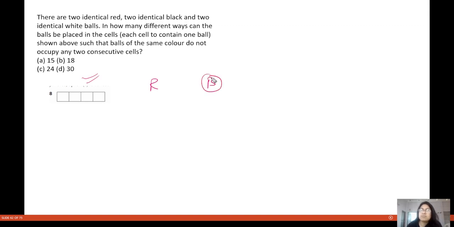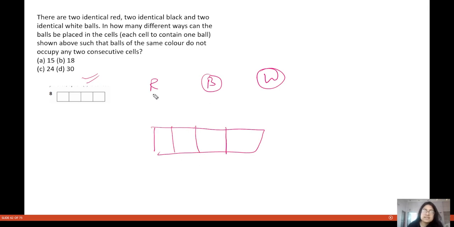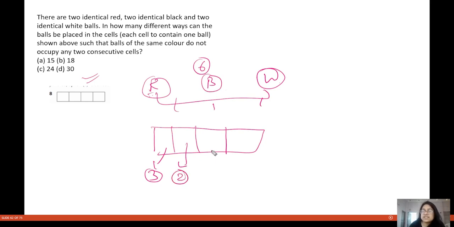You have a red ball, a black ball, and a white ball, and you have 4 places: 1, 2, 3, and 4. For the first place, you can select from either of these 3 balls. You won't select from 6 balls because these are identical. So you have 3 choices. Now if you have chosen red here, you can't choose red next, so in how many ways can you put here? 2 ways. And the next, 2 ways. And the last, 2 ways. So that comes to 3 into 8, so that is 24.